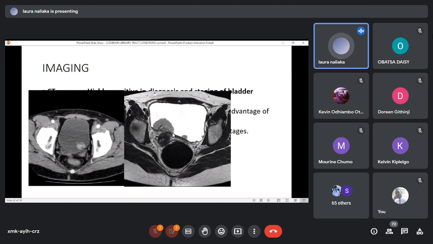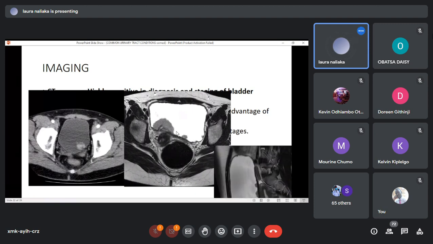The advantage of MRI, as I told you, is that you can stage whether it's a T1 or T4 tumor, because the bladder wall is very well seen on MRI, and any altered signal of this bladder wall will suggest the stage of the tumor, whether it's a T2 or T3.